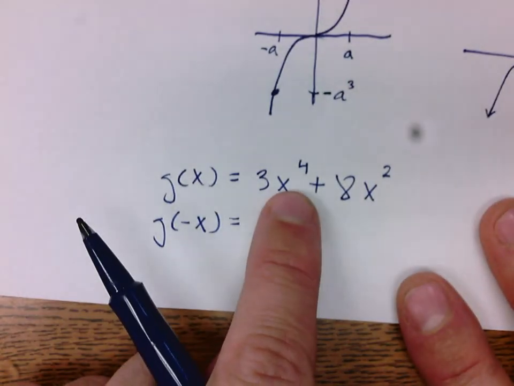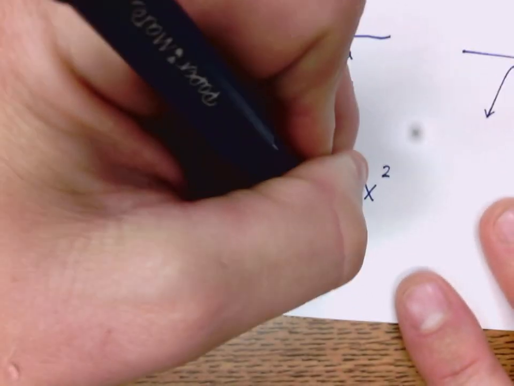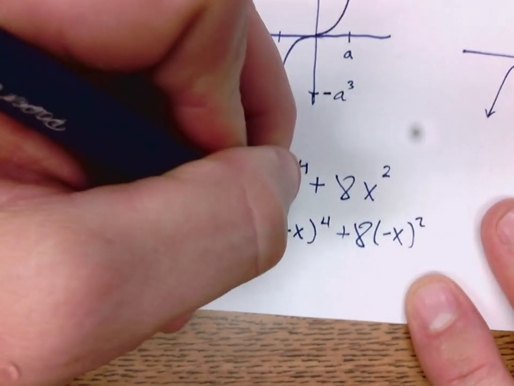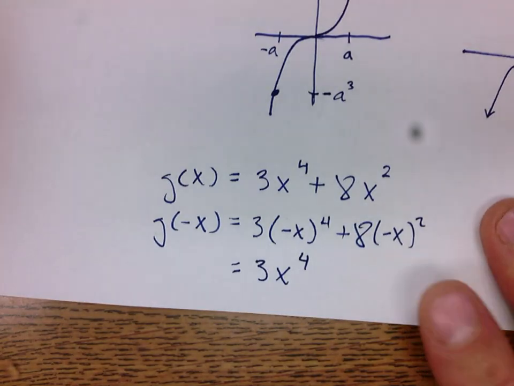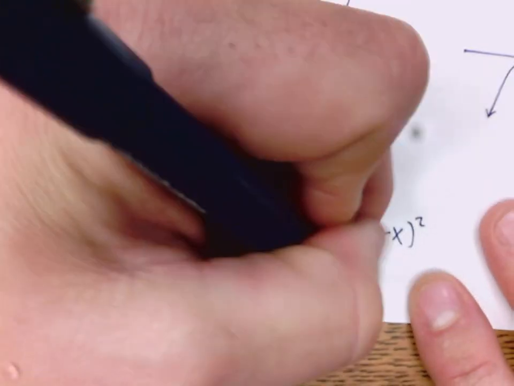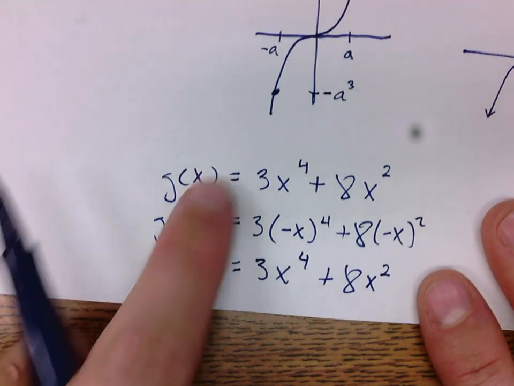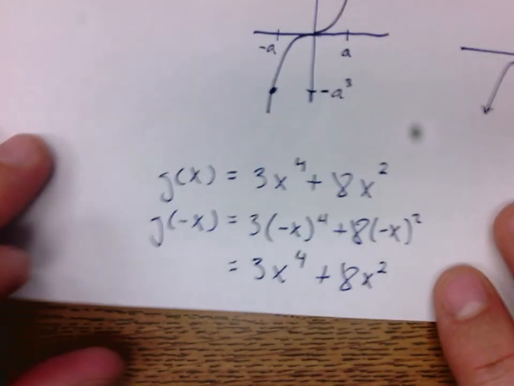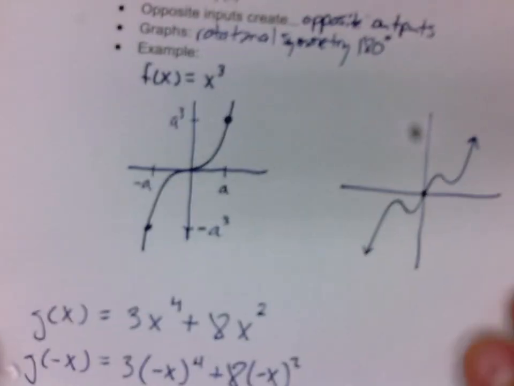Watch this. If I replace the x to the fourth and the x squared with negative x, then it becomes this. But then negative x to the fourth is just the same as plain old x to the fourth, because it's a fourth power, an even power. And this one is the same deal, where it's just x squared. So you can see that g of x and g of negative x are identical to each other. So this function itself is an example of an even function.